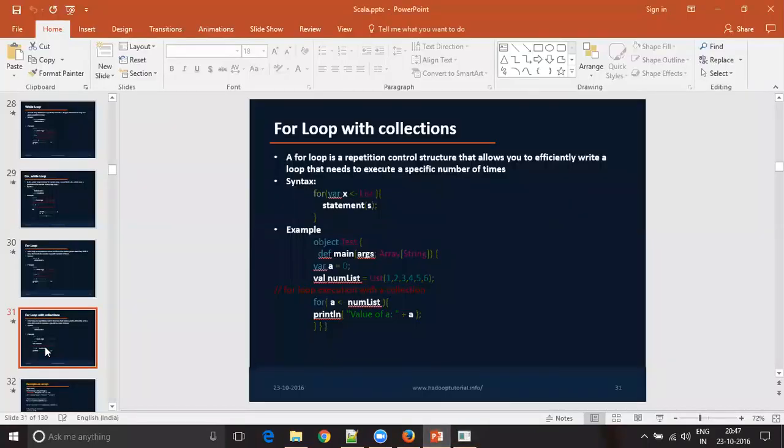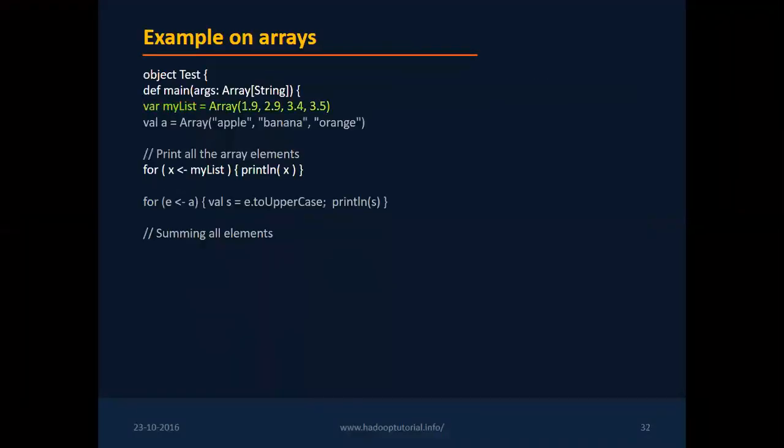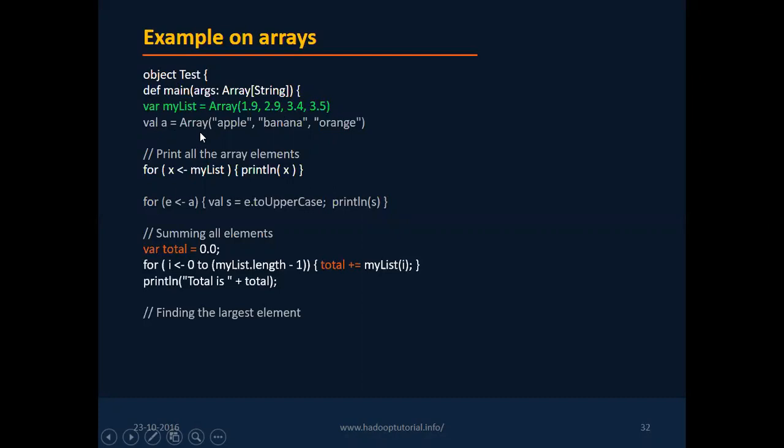Okay, now there is one more version, one more flavor of this for loop, that is for each with yield operator that we'll see here. So in this example, the yield is not there. Let me show you. So test main method and have an array, my list, and another array, A, with apples. I'm just printing all the elements in the array. And for the second array, my fruits, all my fruits names, I'm converting them into uppercase and then printing there.